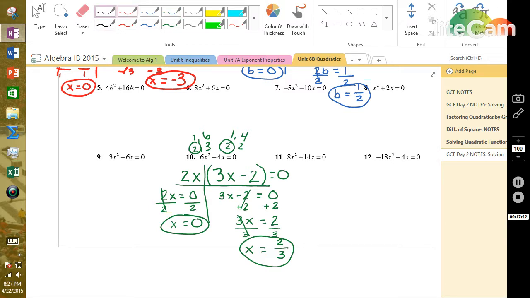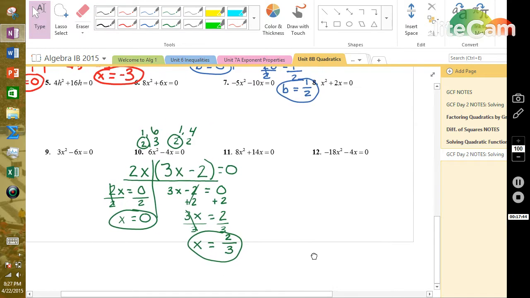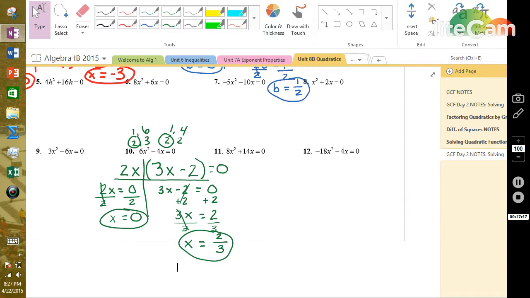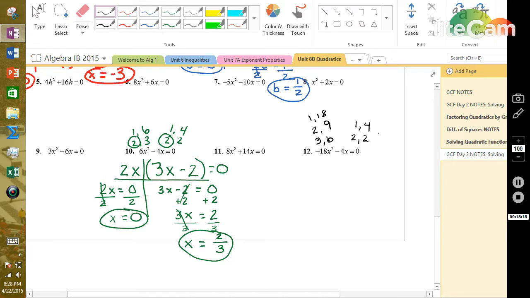The last example I want to do with you, just to show you one of every kind, is number 12. So for number 12, the first thing we're going to do is go through and list all of the factors. So my factors of 18 are 1 and 18, 2 and 9, 3 and 6. My factors of 4 are 1 and 4, 2 and 2. The greatest factor in each term is 2.